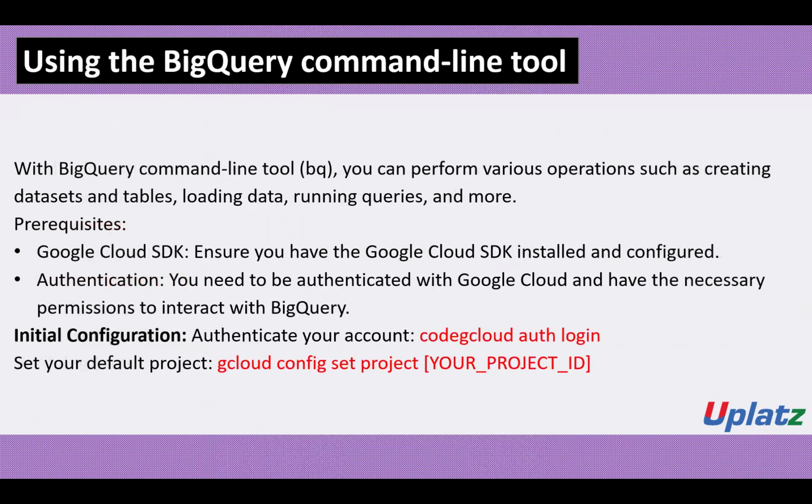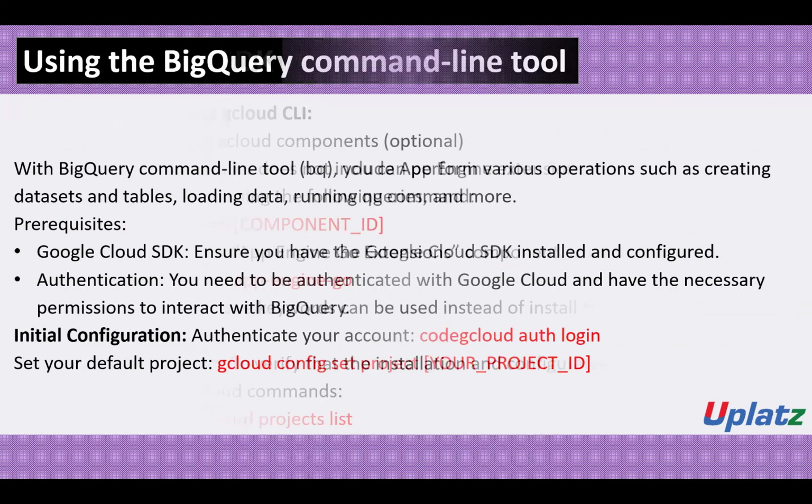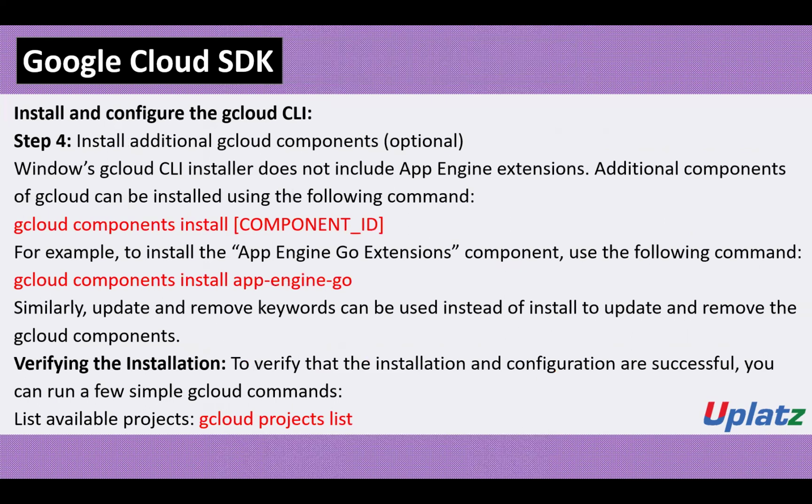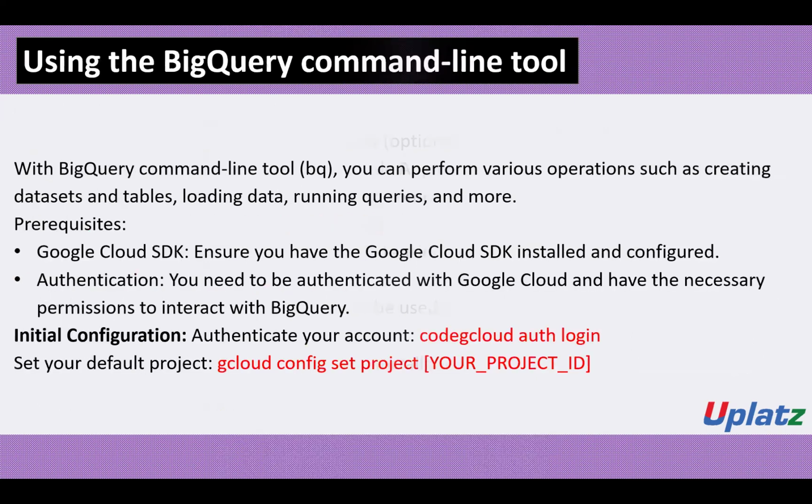Now, with the BigQuery command line tool, you can perform various operations such as creating datasets and tables, loading data, running queries, and more. After successful installation of Google Cloud SDK, in order to view the list of available projects, you can write gcloud projects list, and it is going to show you all the project names with their project IDs and project numbers.